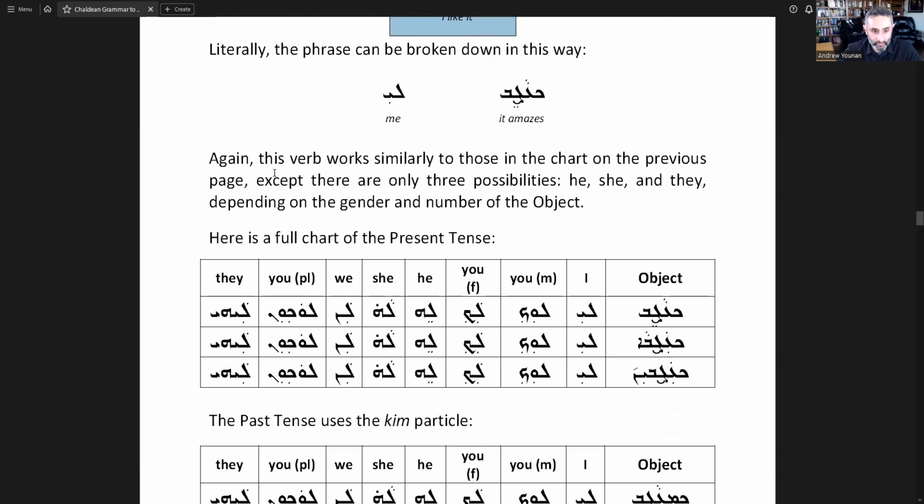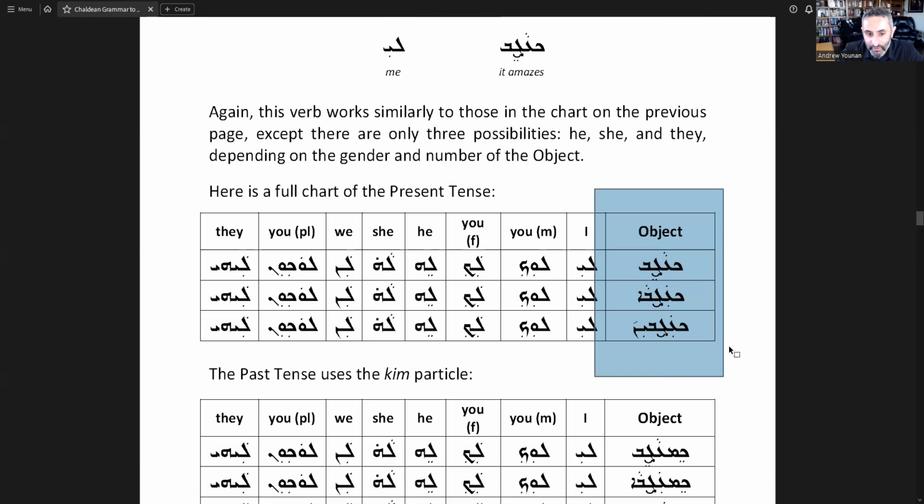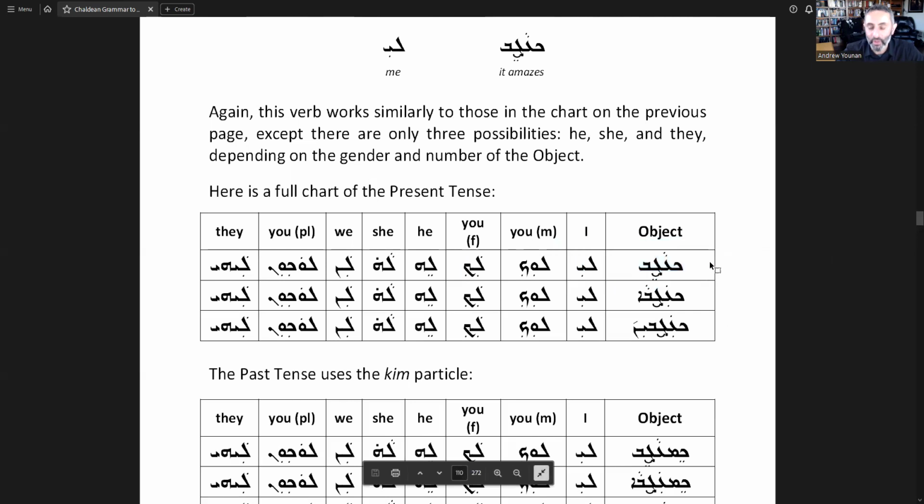So this works similar to those on the chart on the previous page, except there are only three possibilities. He, she, and they. There's only three things that can amaze you, so it can only be in third person. If the object is masculine singular, like a house, if you like somebody's house, house is masculine, betha, even though it has a tau, it is masculine. So you're saying bethuch. You want to say I like your house: ajib li bethuch. If you want to tell somebody you like their house, ajib luch bethuch. In fact, you can also make this a question. Ajib luch bethuch?